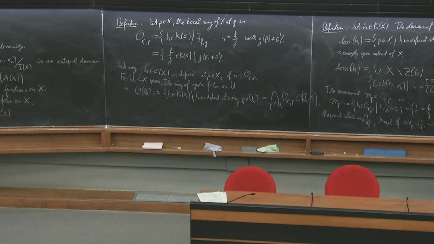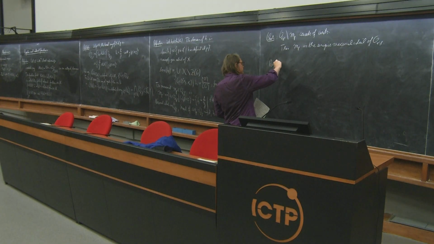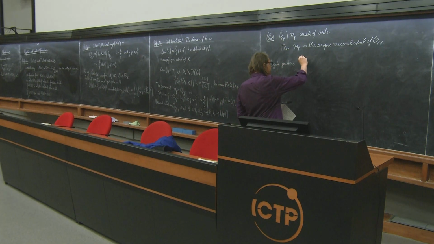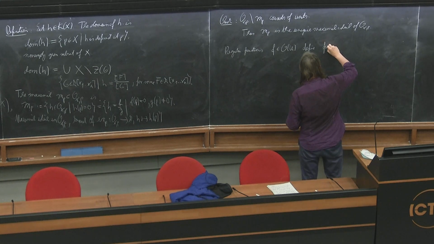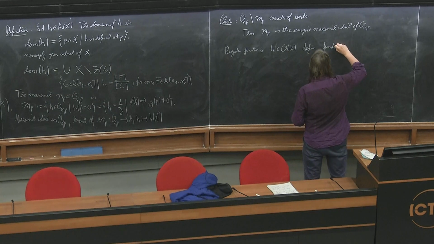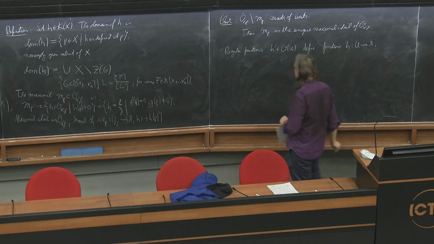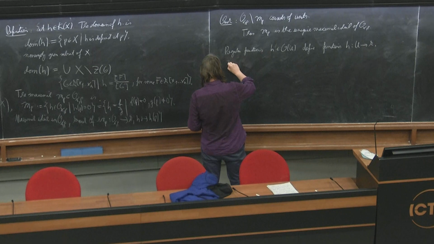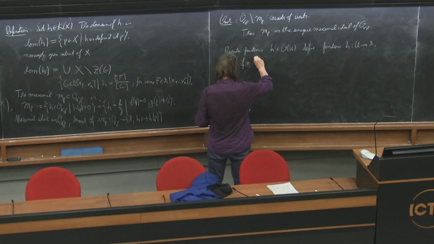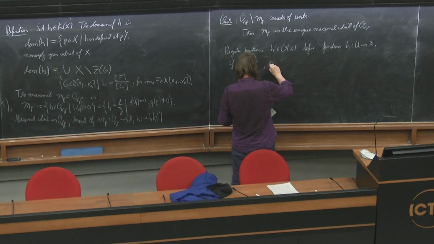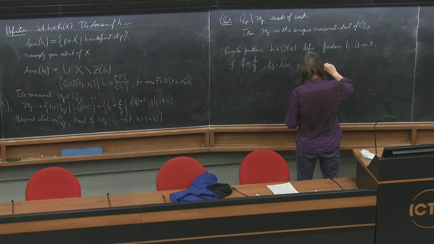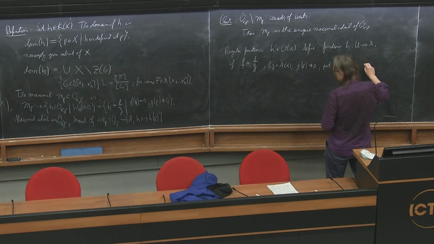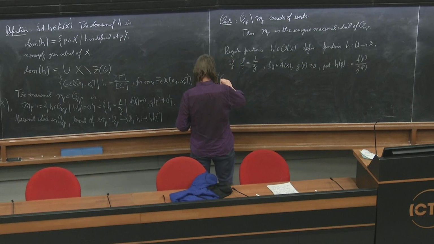So the regular functions f in O(U) define functions, call them h, from U to K, namely if f is equal to f divided by g, with f and g in A(X), and g(p) different from 0, we put h(p) as everybody would expect, f(p) divided by g(p). It's an exercise to check that this is well defined.